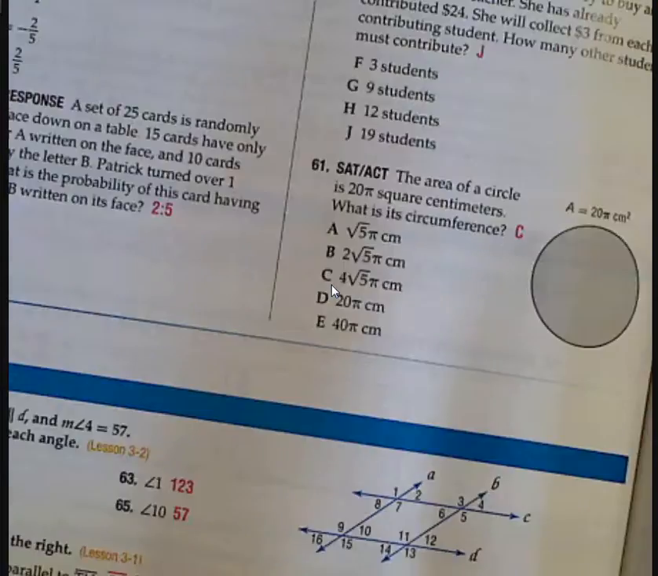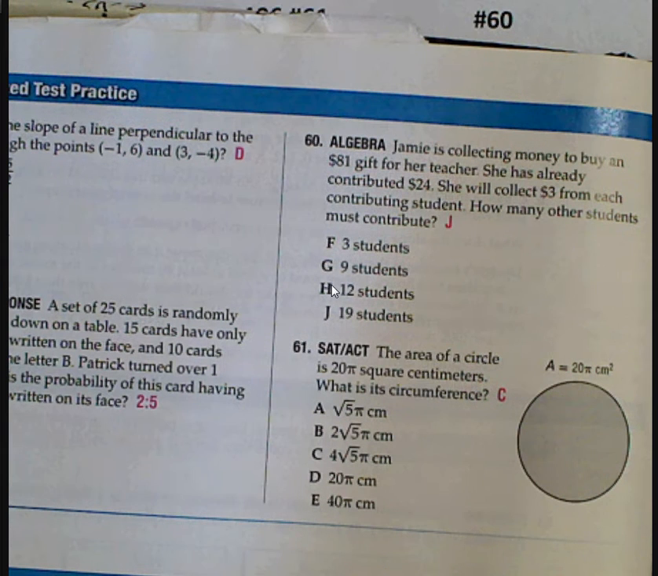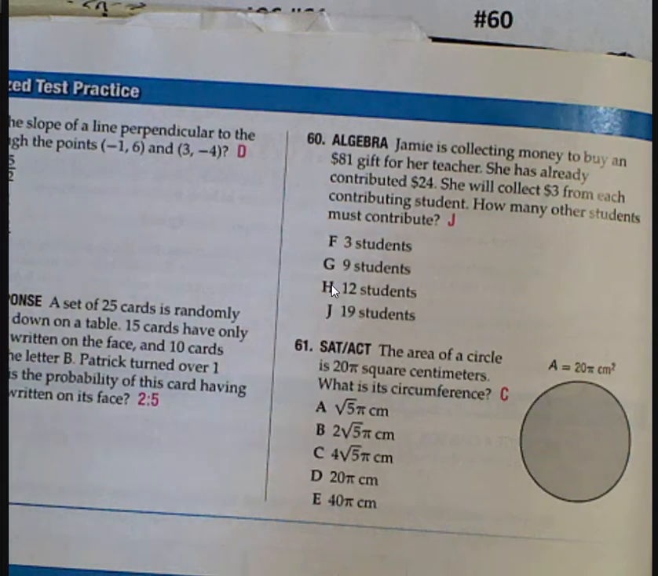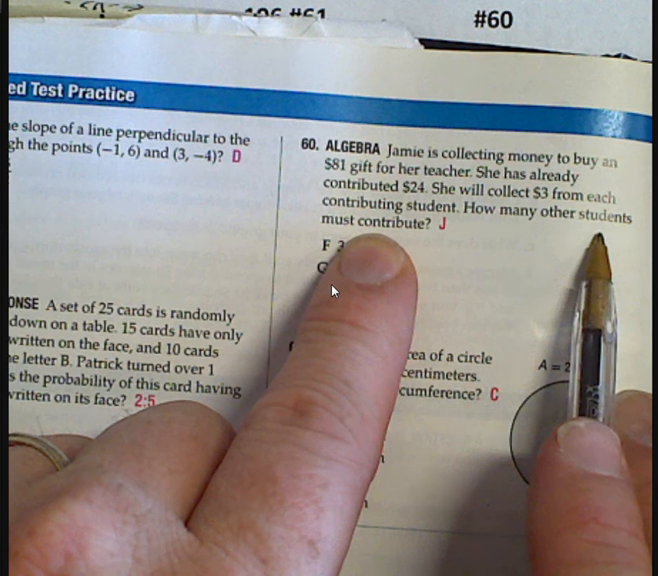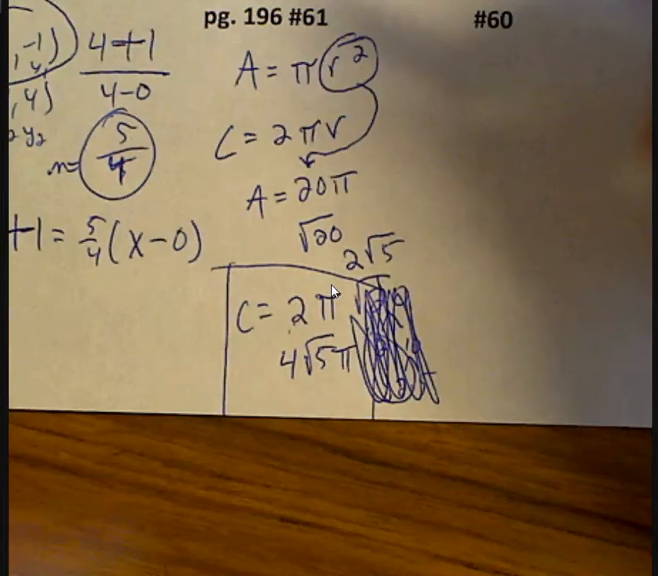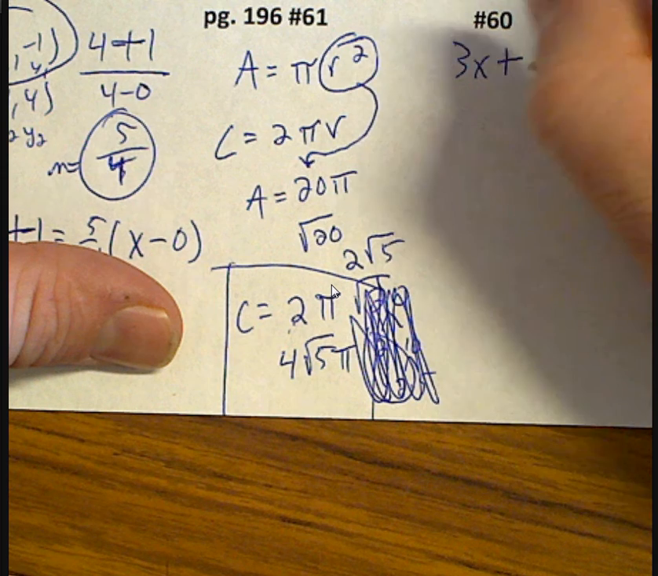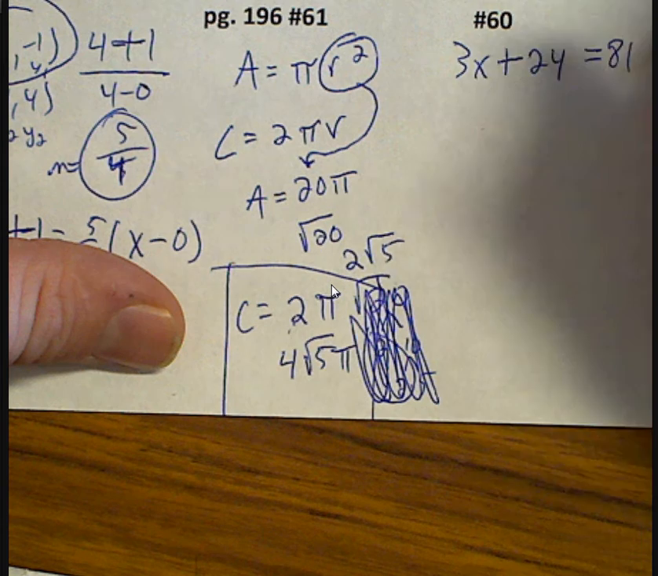Last problem, number 60. Jamie is collecting money to buy an $81 gift for her teacher. She has contributed 24. She will collect 3 from each contributing student. How many other students must contribute? From each contributing student, so my variable is the students that are contributing. That means 3 has to be connected to my x. The person has already paid 24, and she has to collect 81 total dollars.